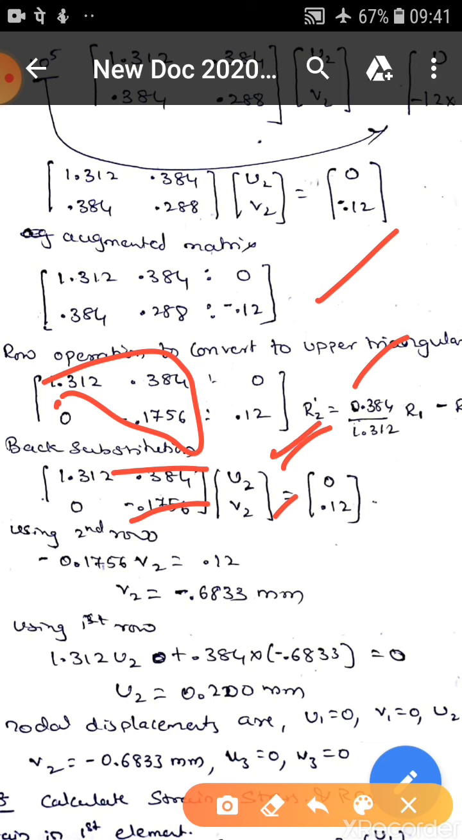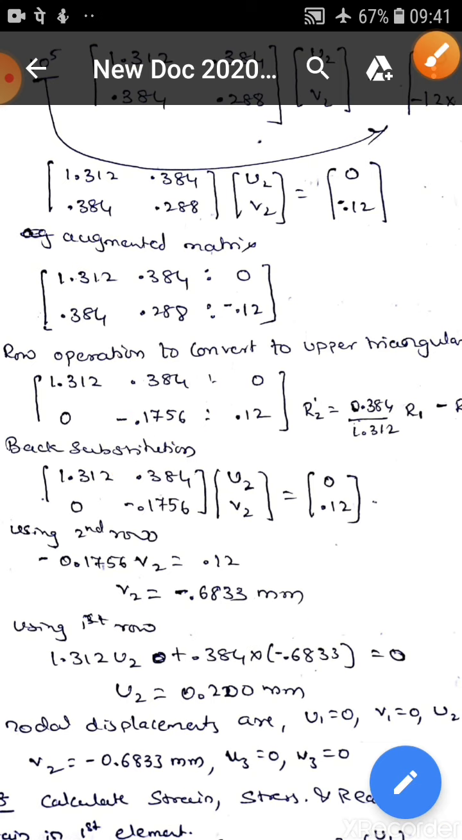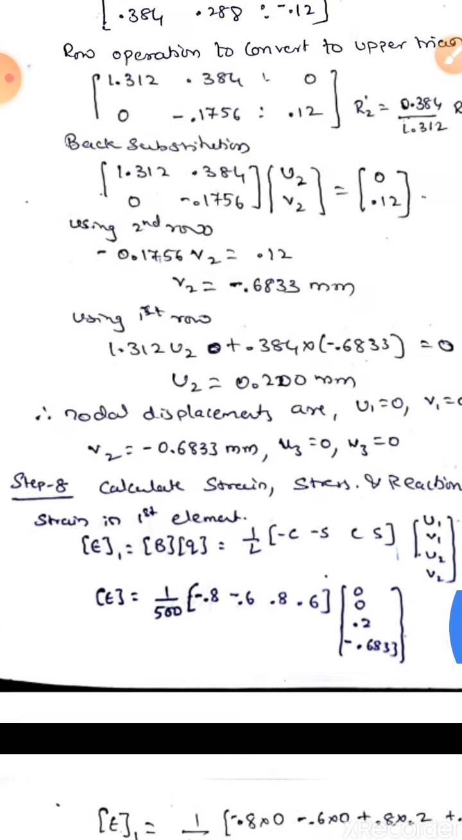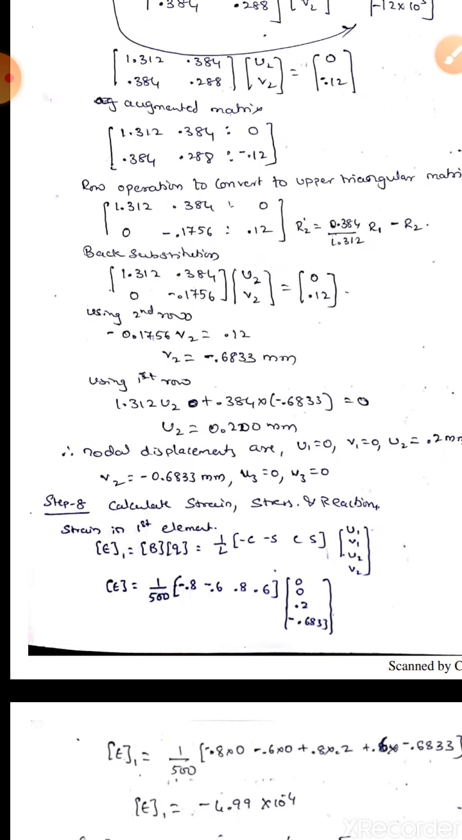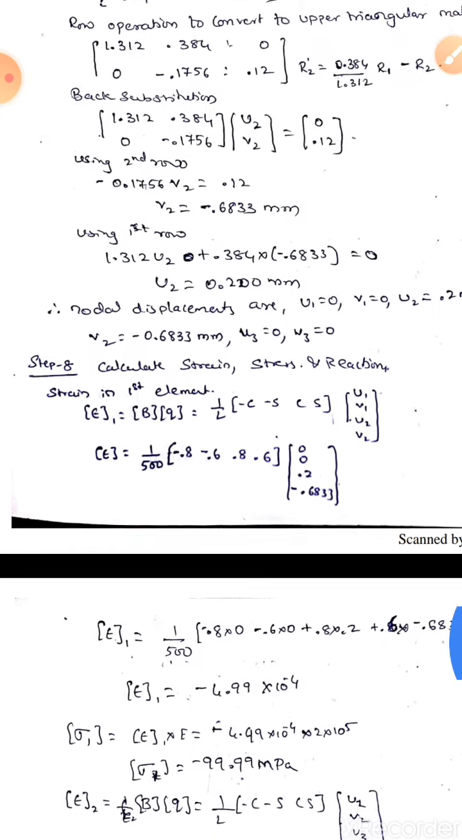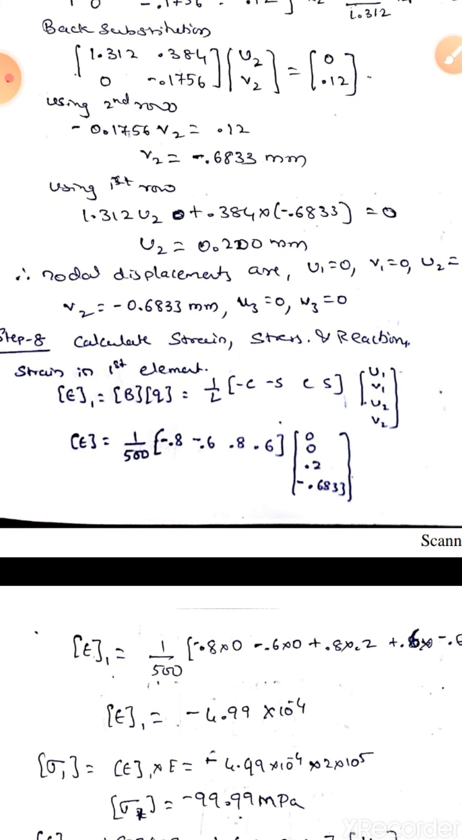v2 is minus 0.683, u2 is 0.2. Okay, and the final nodal displacements of this problem are u1 is 0, v1 is 0, u2 is 0.2, v2 is minus 0.6833, that is, it has moved in a downward direction. u3 is 0, v3 is 0.